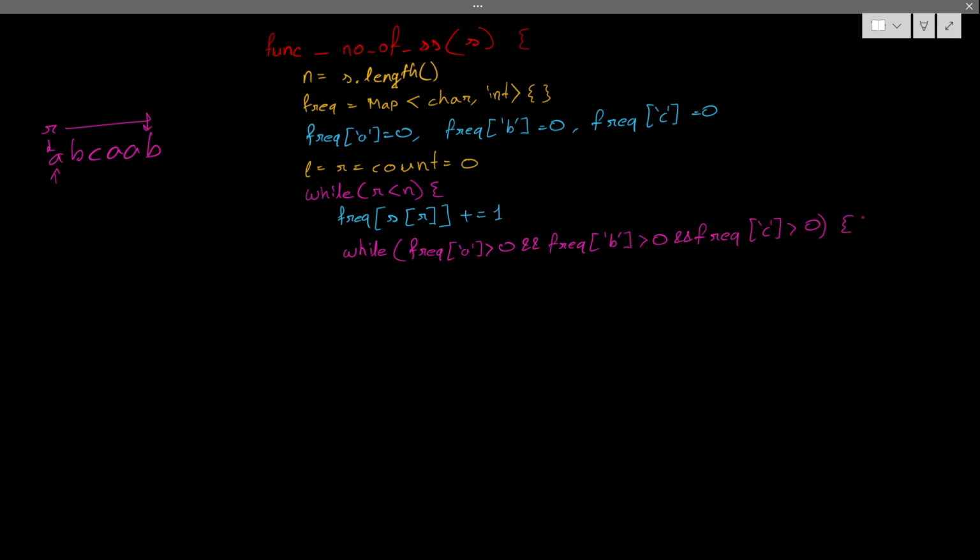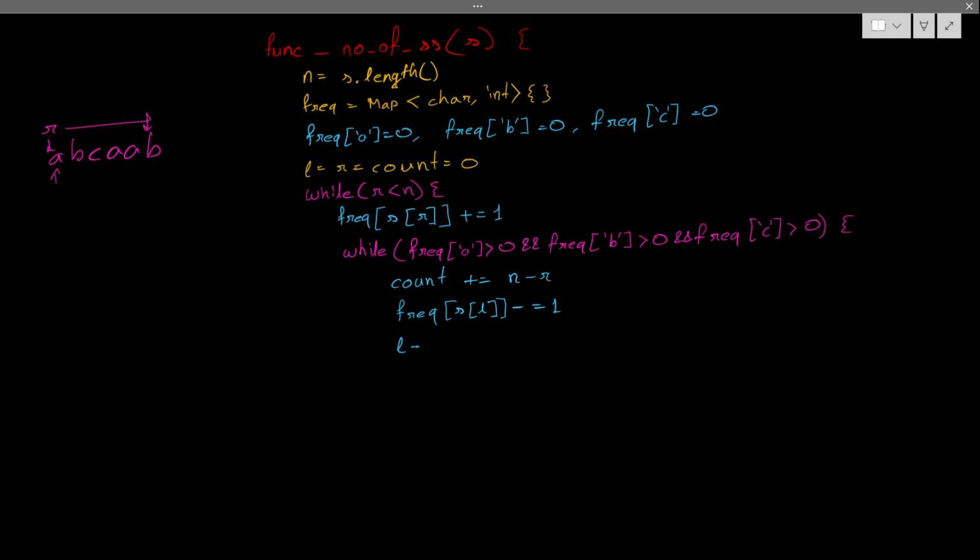Whenever we get a valid window, we increment the total count. So count plus equals the length of the string minus the current r position, that will include all the valid substrings. After that, whenever the window is valid, we reduce the window. Before reducing the window, let's reduce the frequency of wherever L is pointing to. So frequency of s of L, I will reduce.